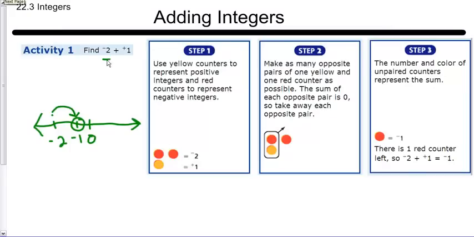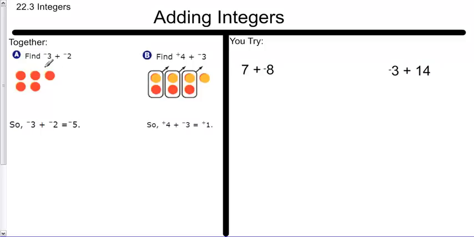So let's look at another problem. Here I have negative 3 plus a negative 2. So I've got negative 1, negative 2, negative 3, negative 4, negative 5. So negative 3 plus a negative 2 is in fact negative 5. Why? Because there's 5 red dots, which represents negative 5.